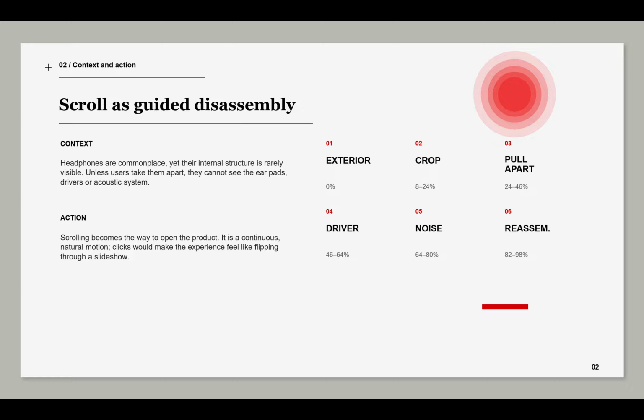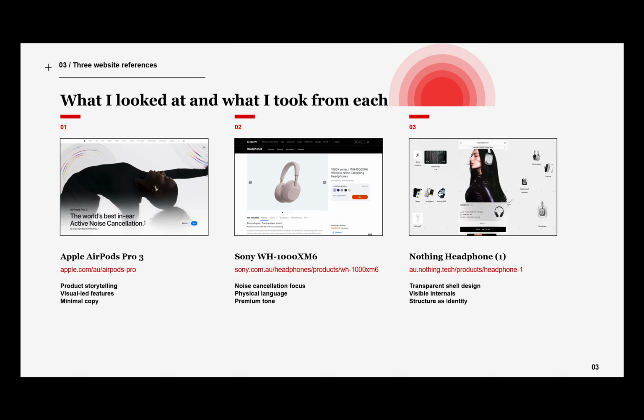Scrolling is a continuous, natural motion. If we used clicks instead, the experience would feel like flipping through a slideshow. The prototype has 6 stages in total: exterior, crop and zoom, teardown, drivers, noise cancellation controls, and reassembly. These states are driven by a scroll progress value ranging from 0 to 1 in JavaScript.